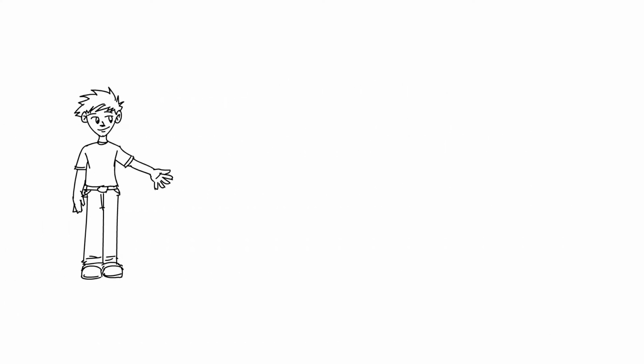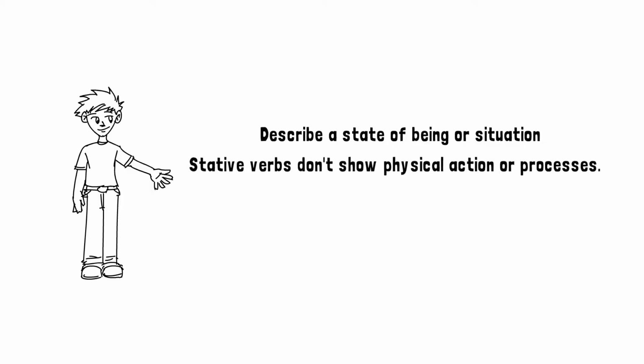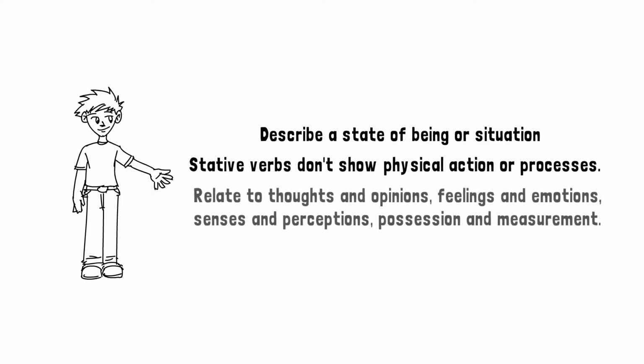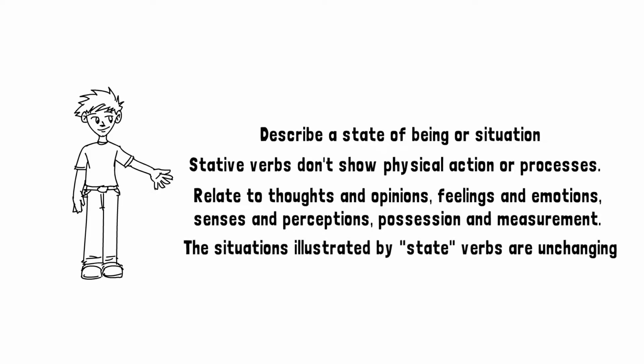In English grammar, a stative verb is a verb used primarily to describe a state of being or situation. It's how something is, feels, or appears. These verbs don't show physical action or processes. Stative verbs often relate to thoughts and opinions, feelings and emotions, senses and perceptions, possession and measurement. The situations illustrated by stative verbs are unchanging while they last and can continue for a long or indefinite time period.